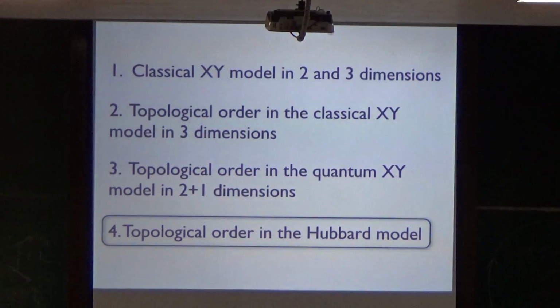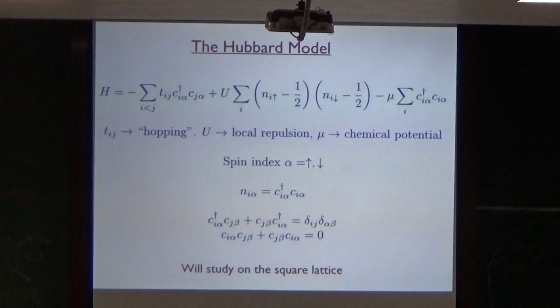All right, so now let me get to the Hubbard model, something more realistic, so the experimentalists can hopefully pay attention now. No, hopefully if they were still awake. All right, so this is the Hubbard model. It's electrons hopping on a lattice with some local repulsion U, and at some density.